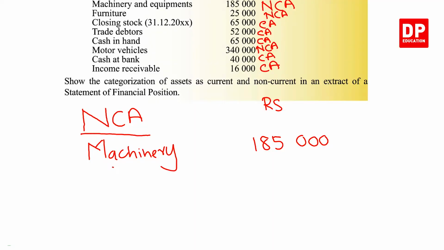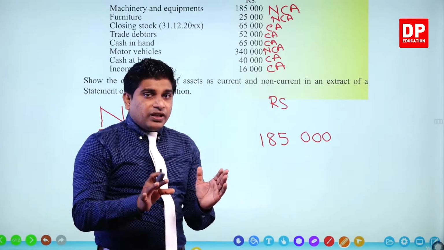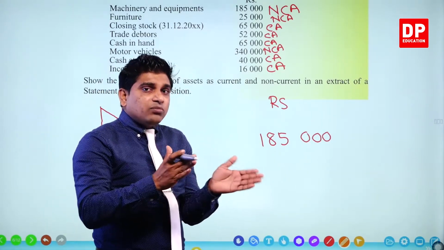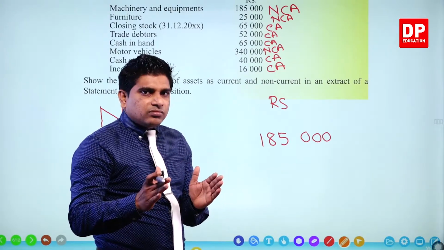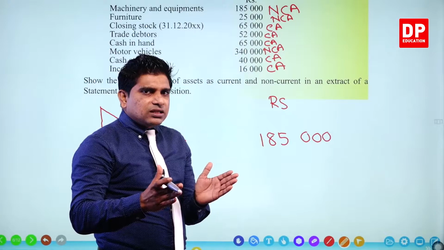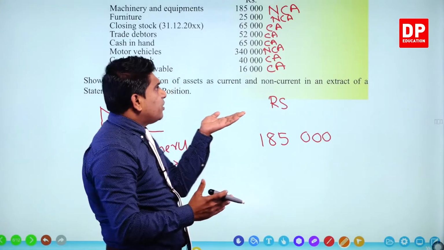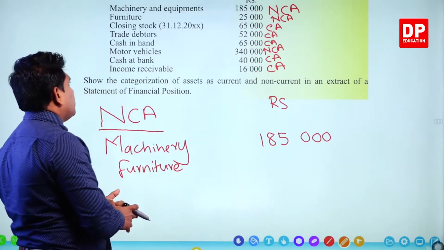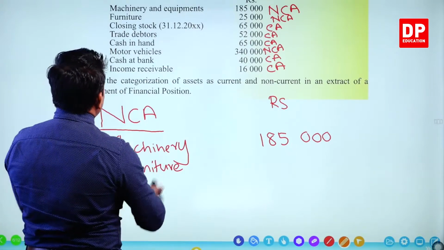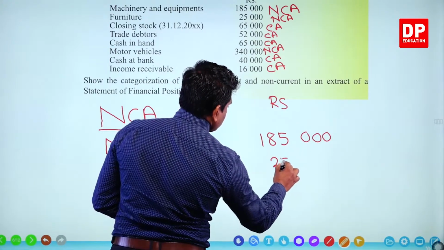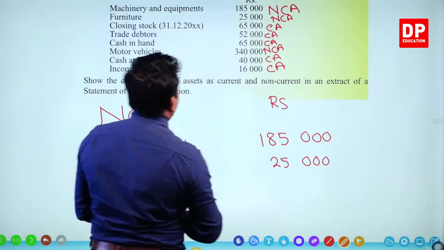Then you can write furniture. If they have given land, we write land first, after that machinery. Why? To convert into money, land takes a long time. But machinery takes a little time when you compare with the land. But in this question, they don't give us land. They have given machinery and equipment. So, it goes first. Then furniture comes down. Furniture 25,000.